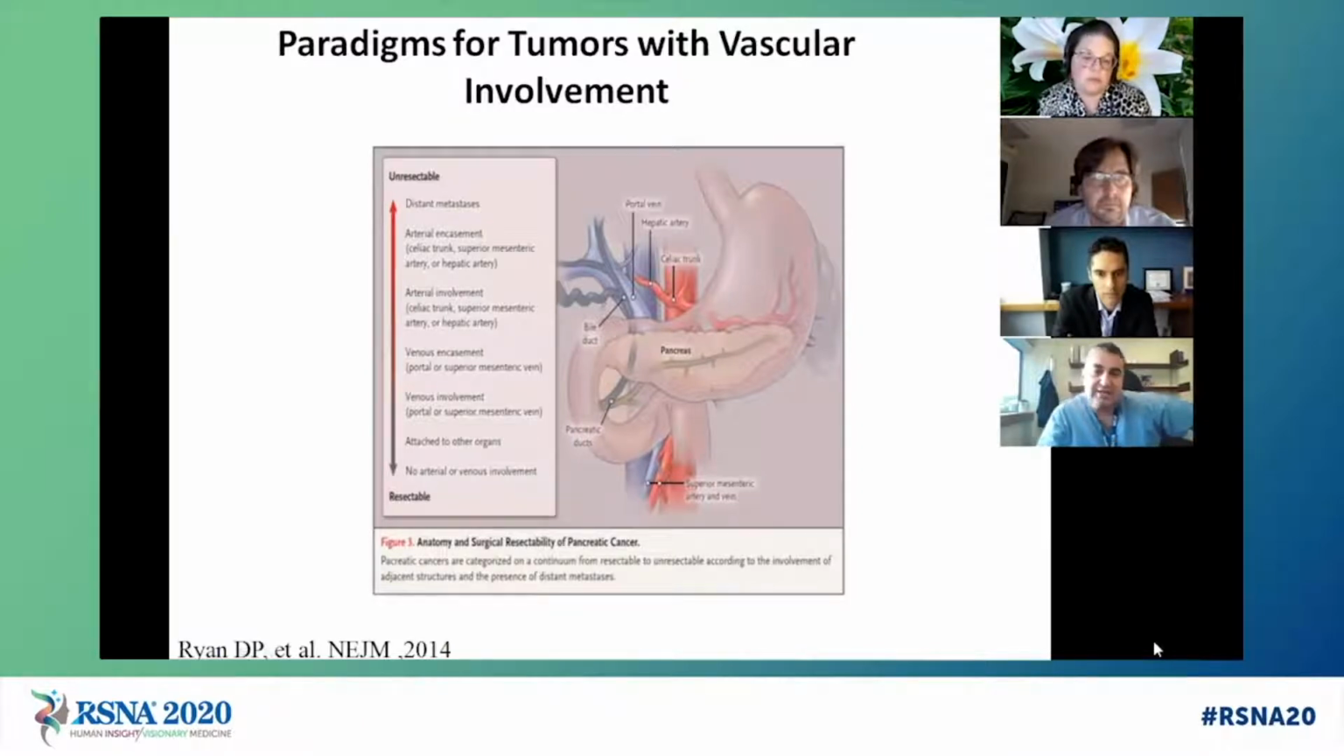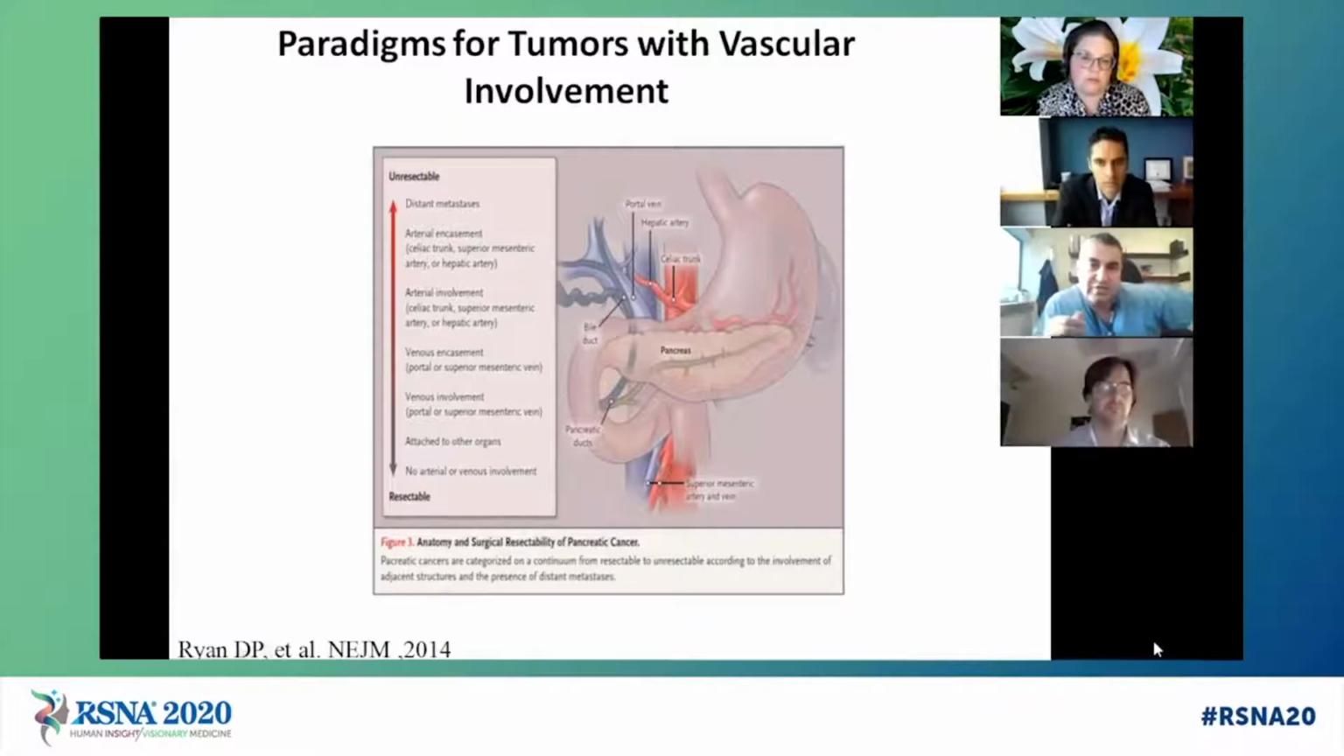I think that the degree of abutment of venous structures, while important in trying to classify the difference between upfront resectable, borderline resectable, and then encasement and locally advanced, is somewhat academic. As long as there's venous involvement, I think most people would resort to chemotherapy up front. And then the next thing that I would look at is the arterial anatomy, because this is where it can get a little bit more complicated.